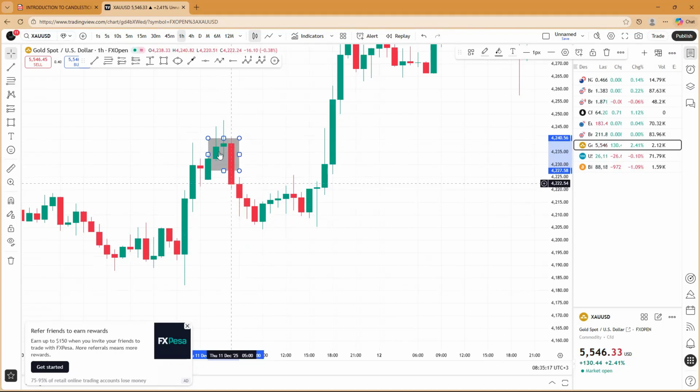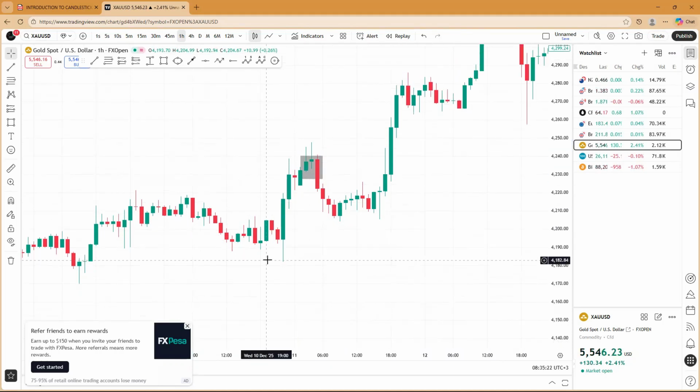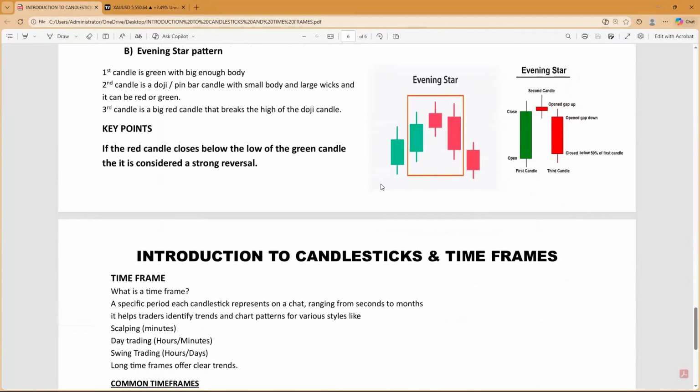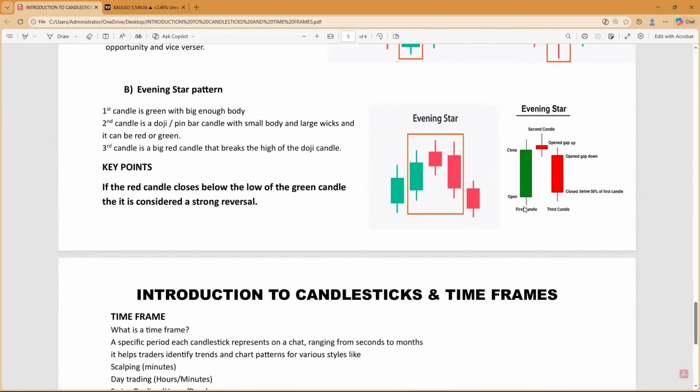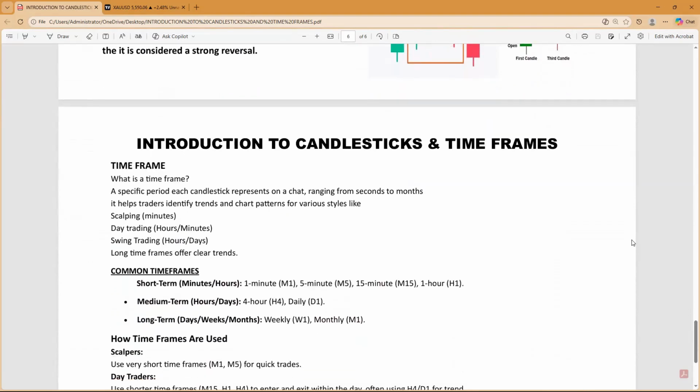Now, once you grasp that, and this comes with a lot of practice, of course. If you don't practice, you won't get it. If you practice, you will get it. Okay? Nice. The next topic is time frames. What is a time frame?